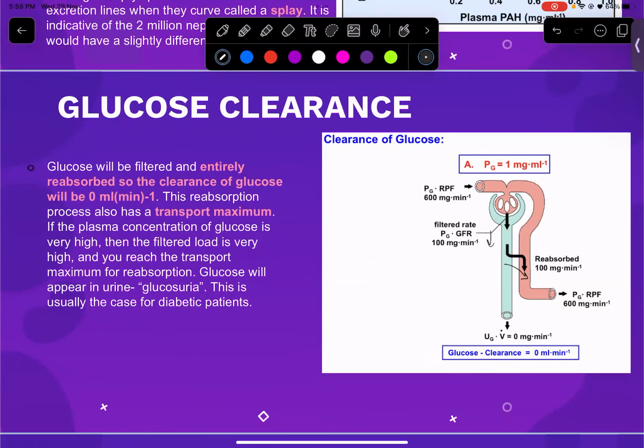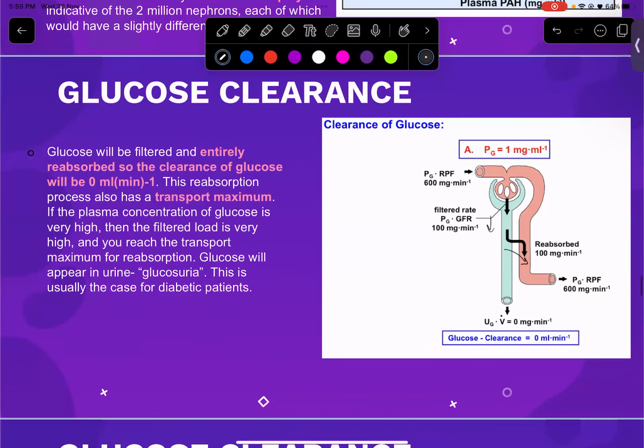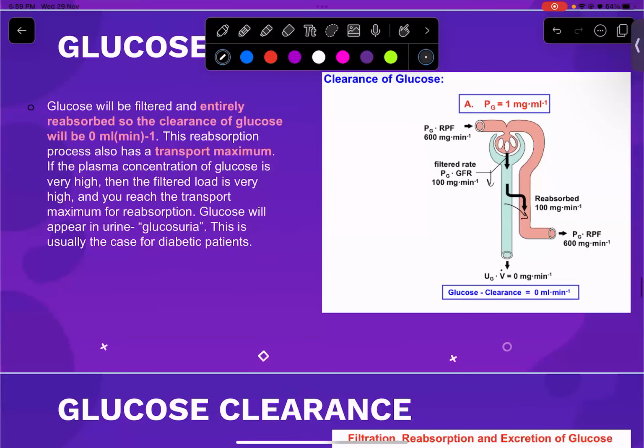So, for example, if you have a lot of glucose in your urine, the kidney might reach a transport maximum where it can no longer reabsorb this glucose from the tubular system up into the peritubular capillaries. Basically, glucose will only appear in urine in pathologic conditions. That's called glucosuria, and usually that's the case for diabetic patients. But again, glucose is freely filtered and completely reabsorbed. It also has a transport maximum where at some point the kidney might not be able to take up more glucose from the tubular system to the peritubular capillaries.